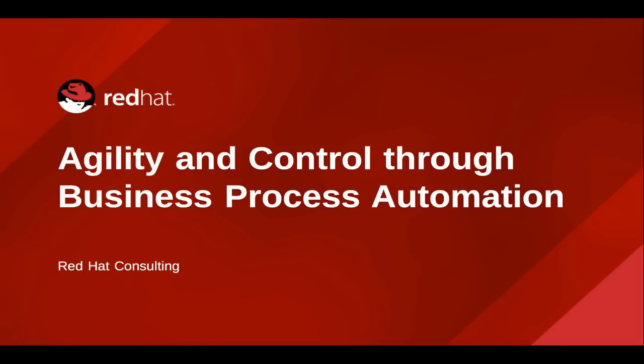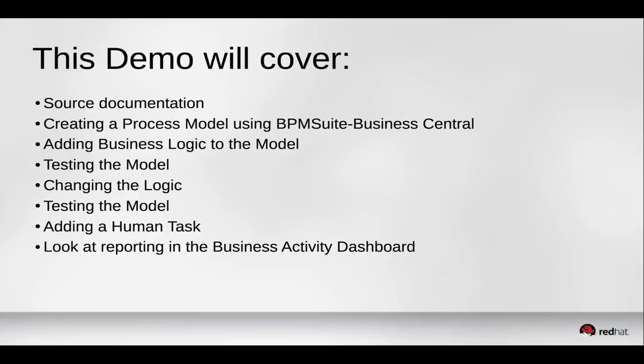Welcome to this demo of Agility and Control through Business Process Automation. In this demo, we will cover what documents are needed to define the process, how those documents are translated into an automated business process model in BPMSuite and Business Central, how business logic is added to the model, how the model can be tested, changing the logic, adding a human task, and reporting on the business activity monitoring dashboard.